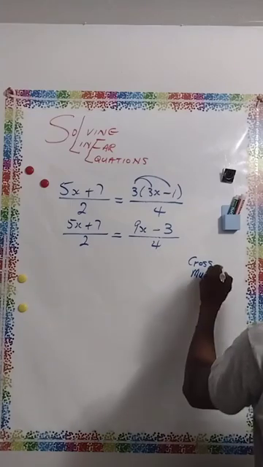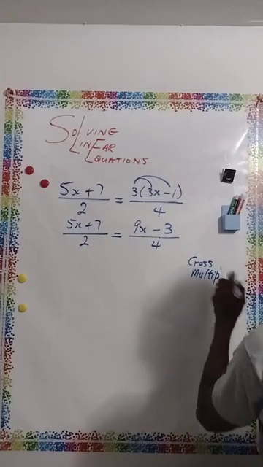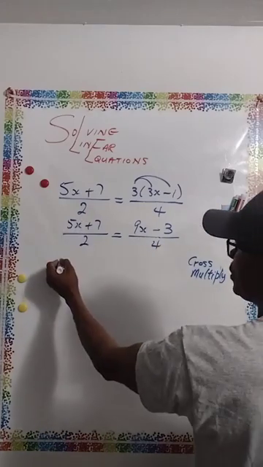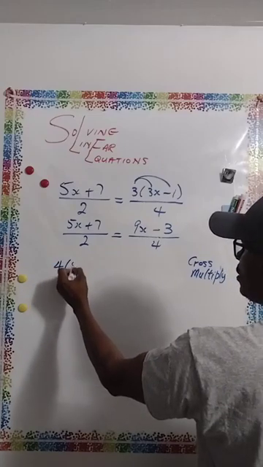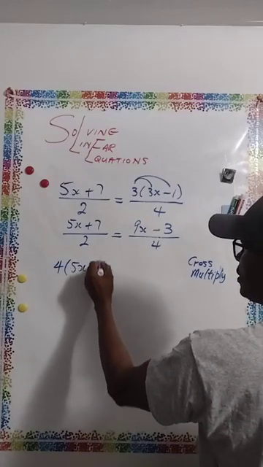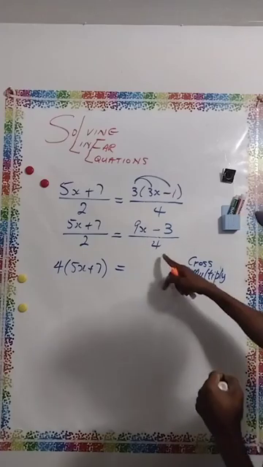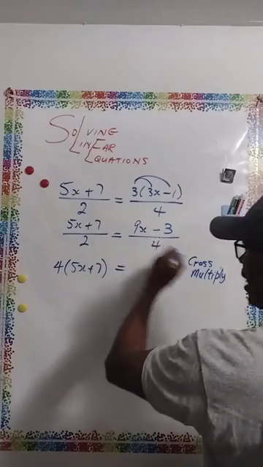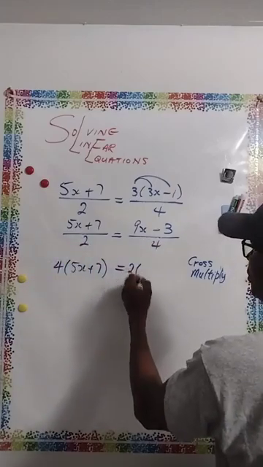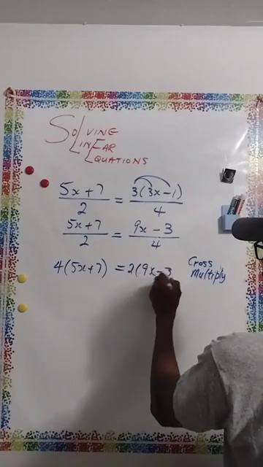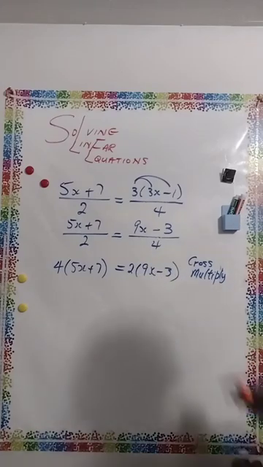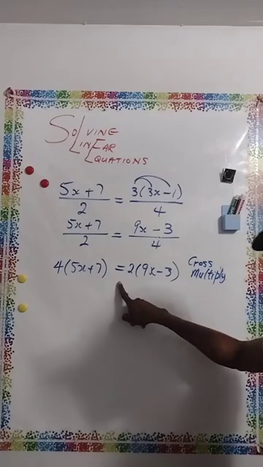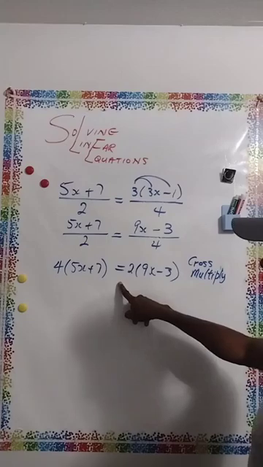So in other words, we're going to have 4 times, we cross multiply, right? 4 times 5x plus 7. Not 4 times 9x minus 3. That's a no-no. You cross multiply diagonally. It's equal to 2 times 9x minus 3. Good? So please note what has happened here. And this exercise resembles an exercise that we did yesterday or in our last video. You can check it back.